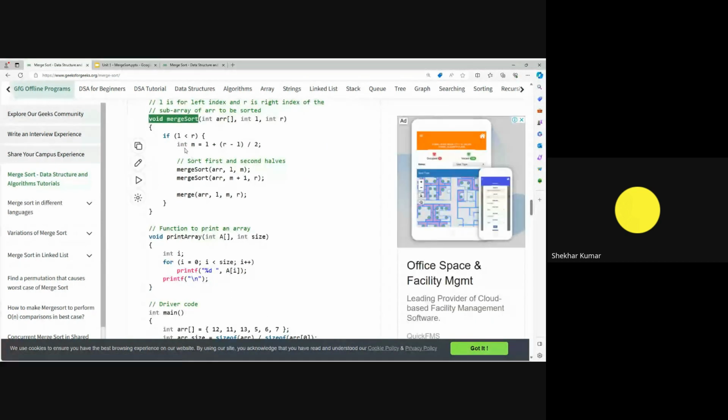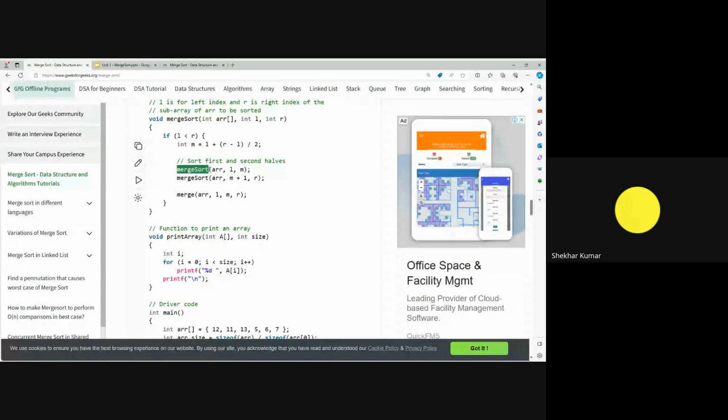Here you have to find the middle element, int mid. It will calculate your middle element on the basis of the first element and last element of the array, divided by 2. This is the value of the middle element. On the basis of the middle value, the complete array will be divided into 2 equal halves.